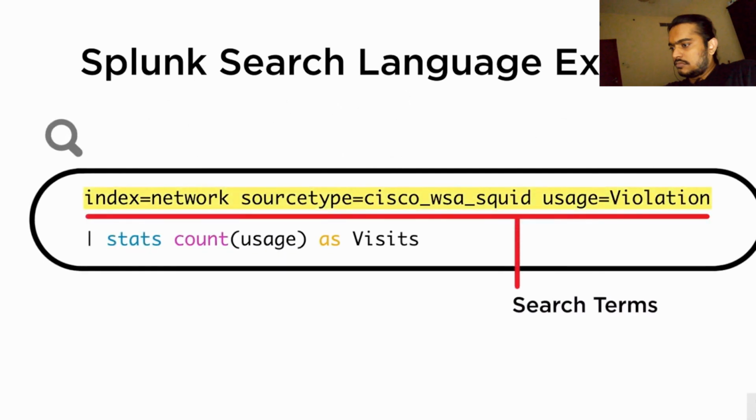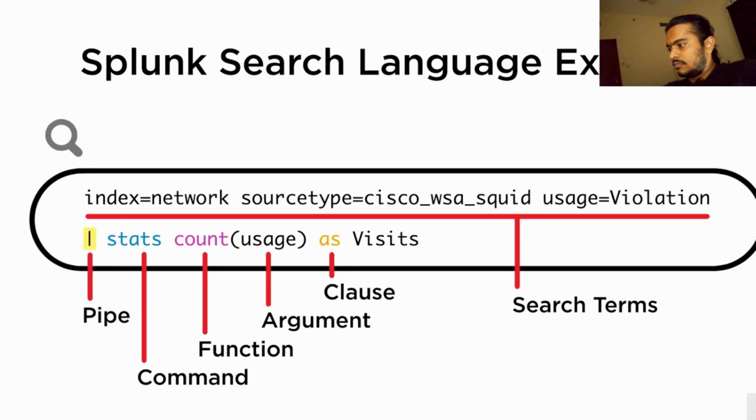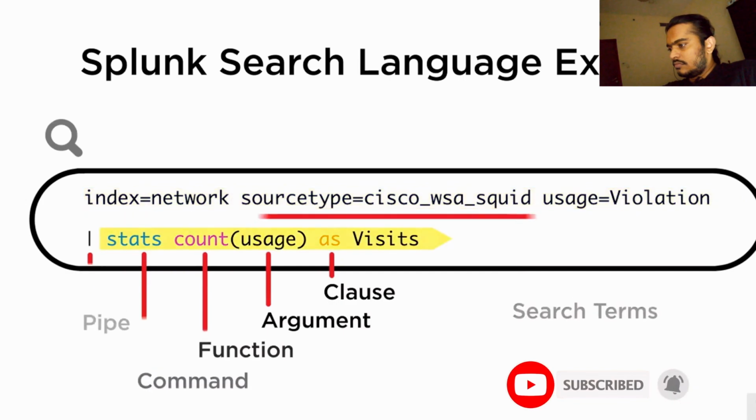First, we have the search terms, then the first search component. You can see that inside this stats command, there is a function of count, with an argument of usage. The as is the clause. These two search components are separated by a pipe. We use a pipe to tell Splunk to pass the current results on to the next component.